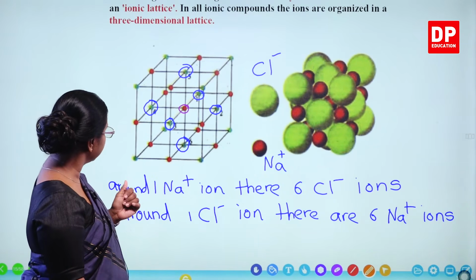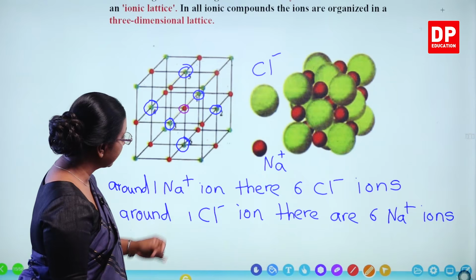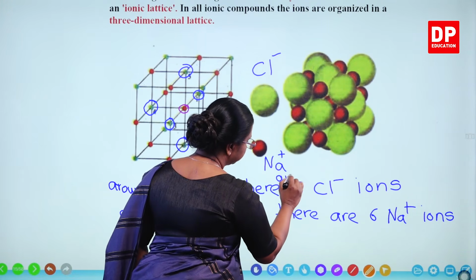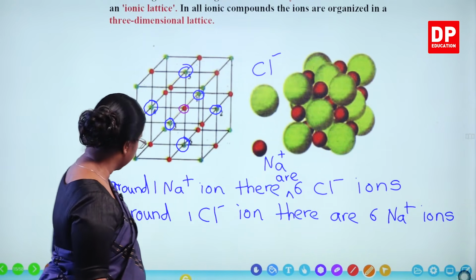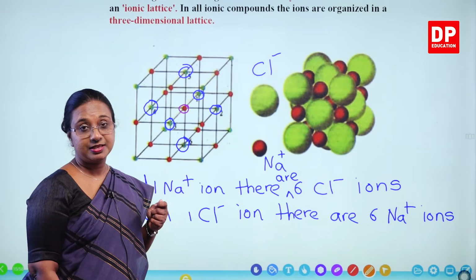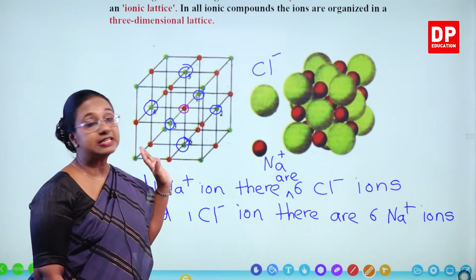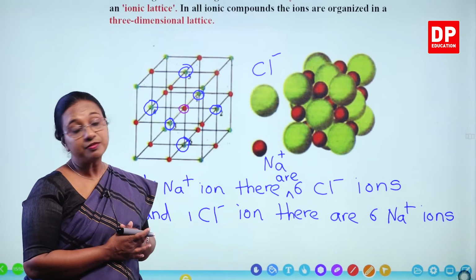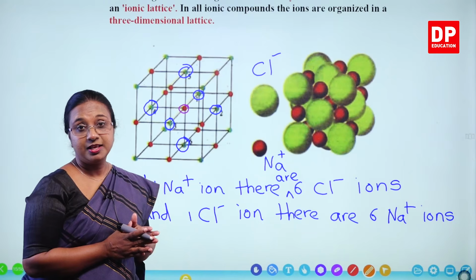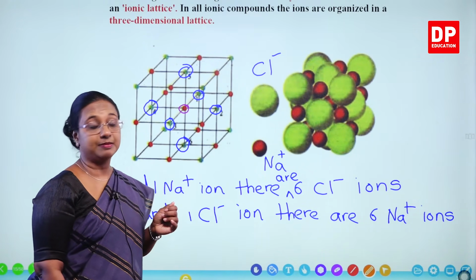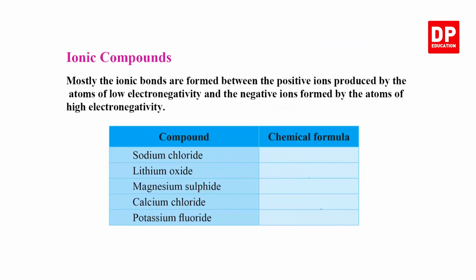So, as I said, students, around 1 sodium ion, there are 6 chloride ions. And around 1 chloride ion, there are 6 sodium ions. So, is that okay? The crystal lattice, or the lattice structure, or what we call the ionic lattice of sodium chloride. Now we will move on to the next slide where we discuss some more ionic compounds. Ionic compounds. So now we will look at some ionic compounds.